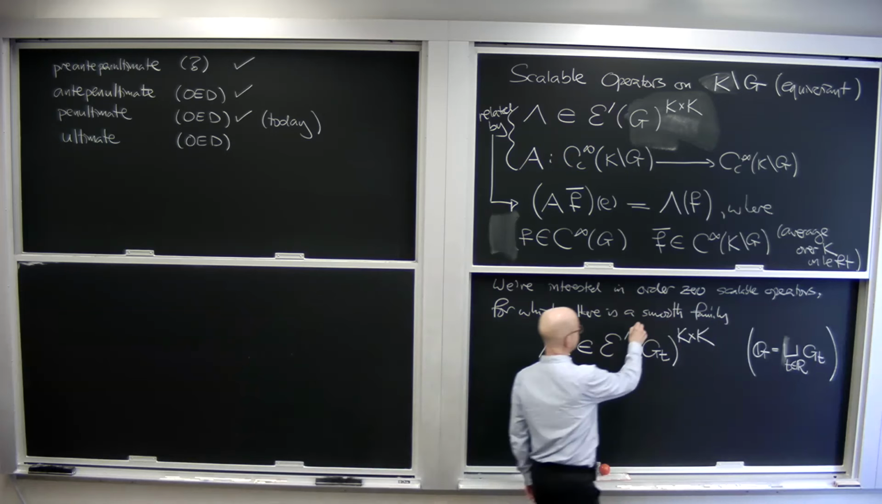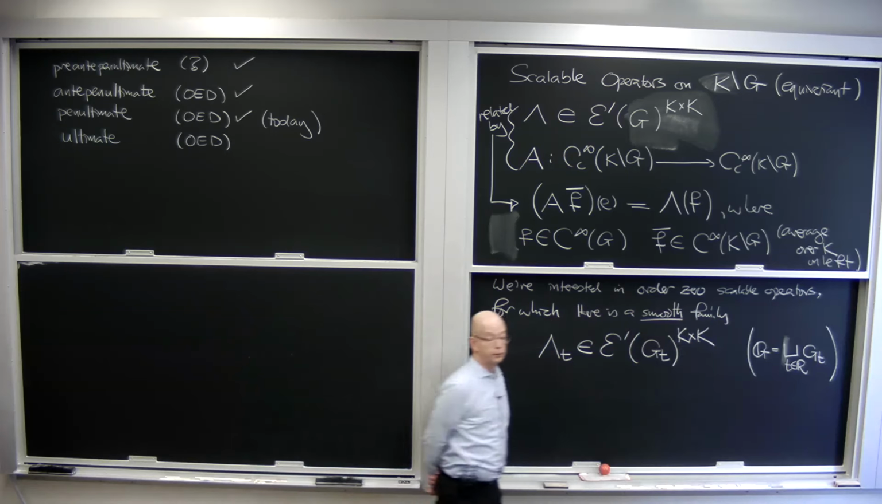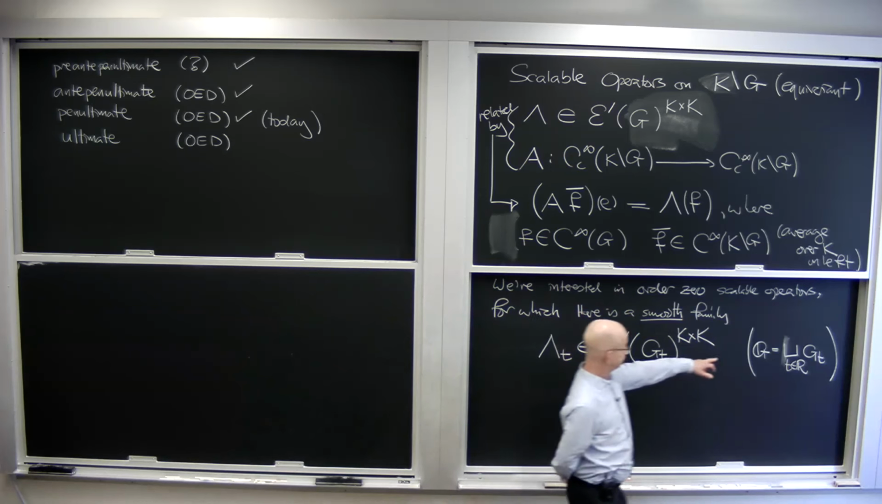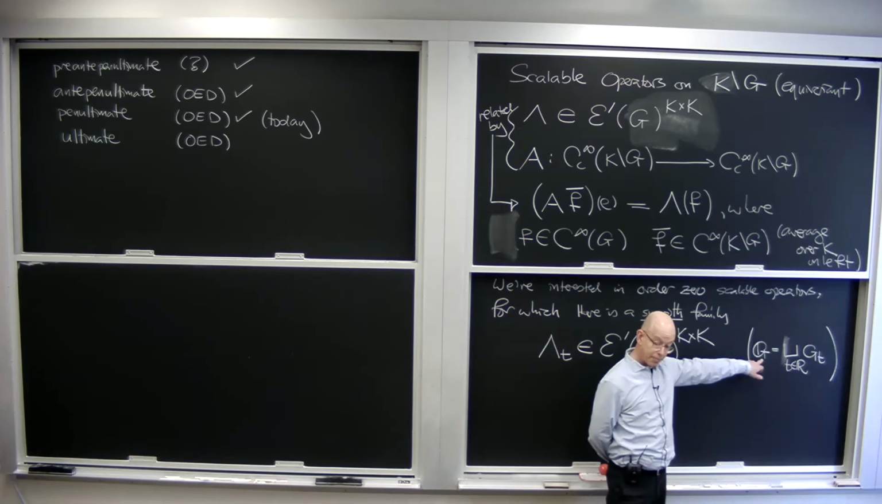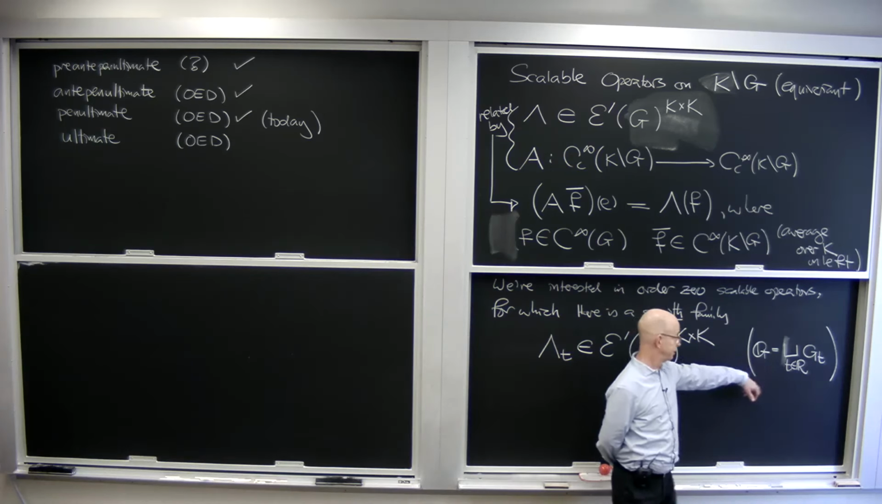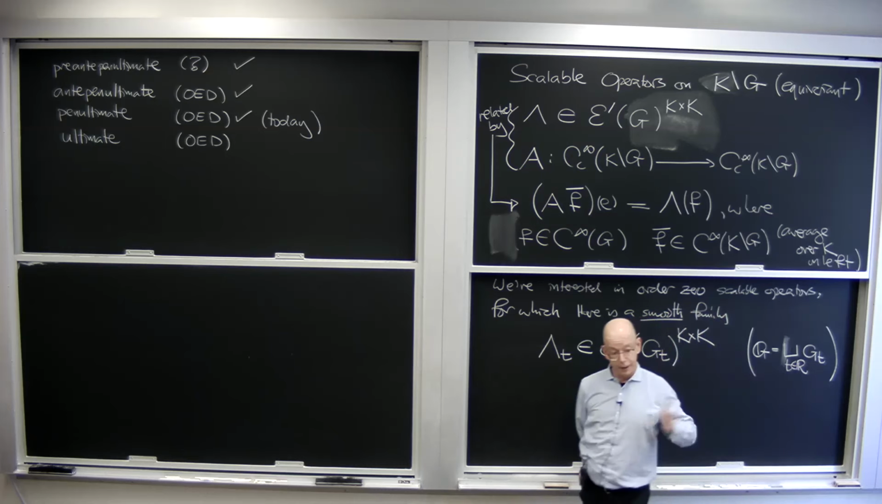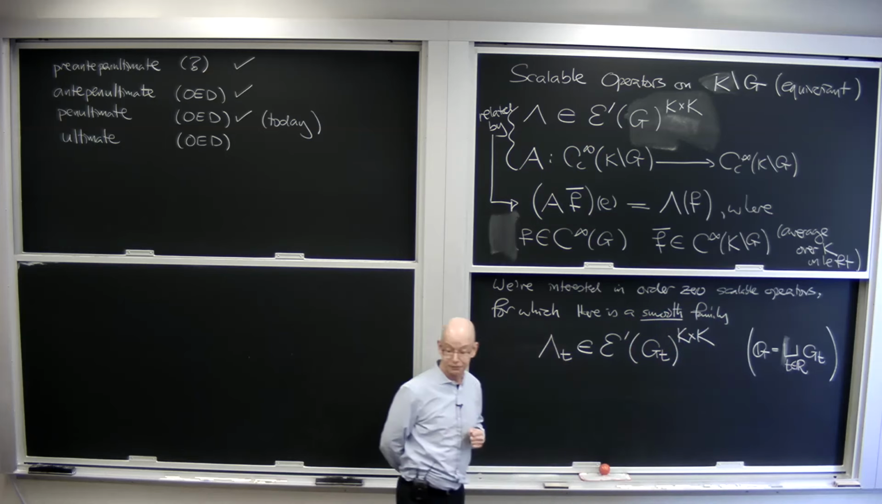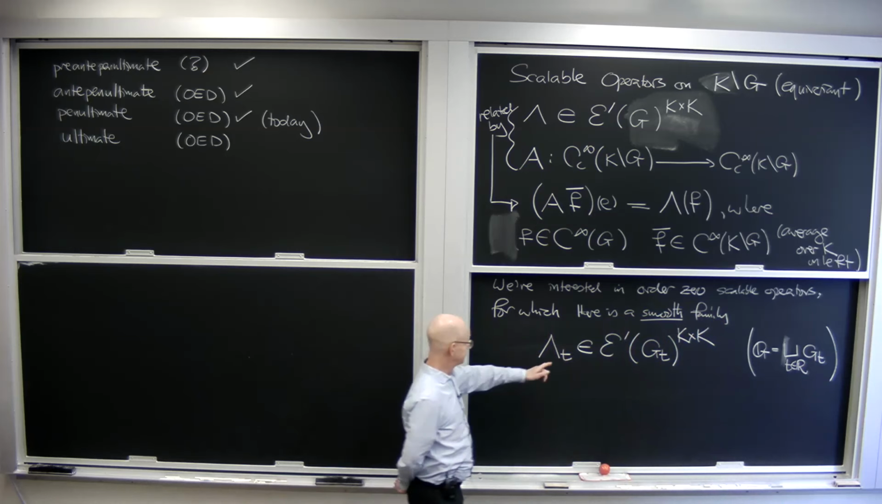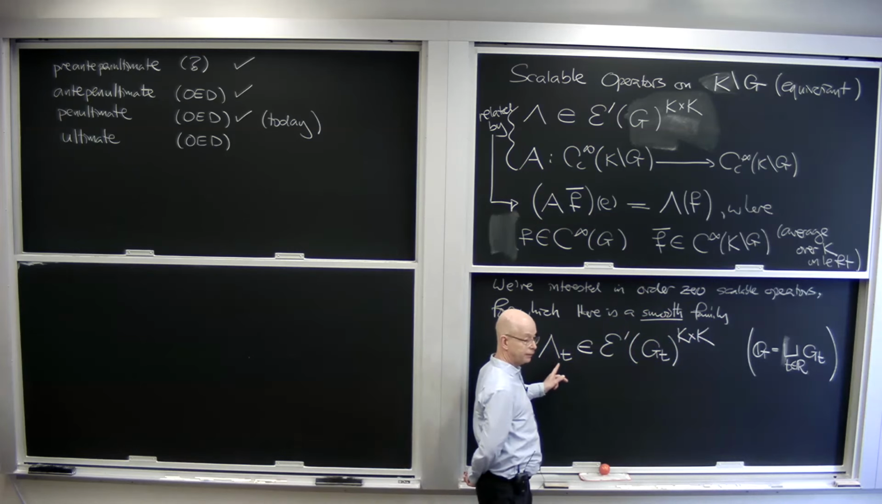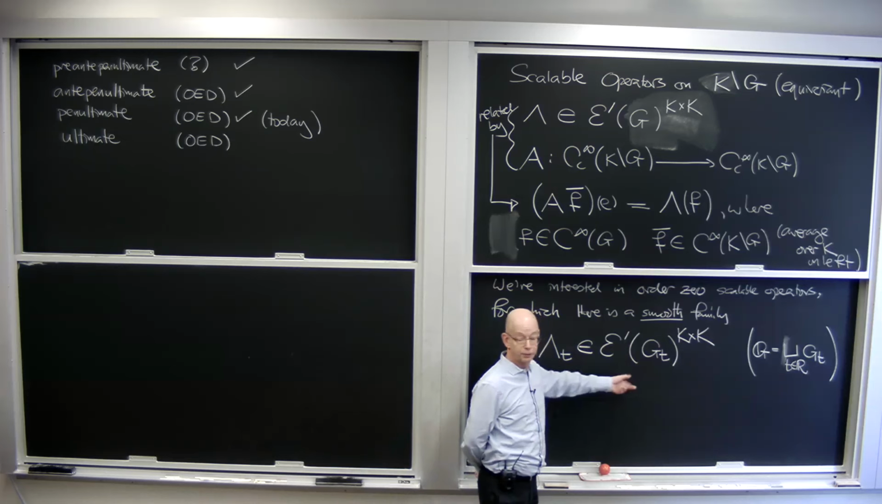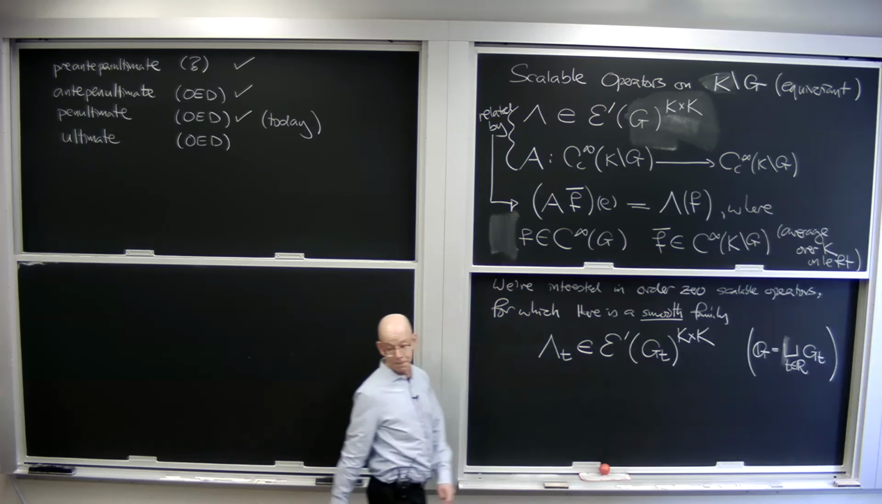What does it mean for the family to be smooth? Well, if you take a function on this manifold big G, which is smooth, and you restrict it to each of the GTs, then you'll get a family of functions f_t. And the condition of smoothness is that lambda of t evaluated on f of t should be a smooth function of t. That's what smooth means.